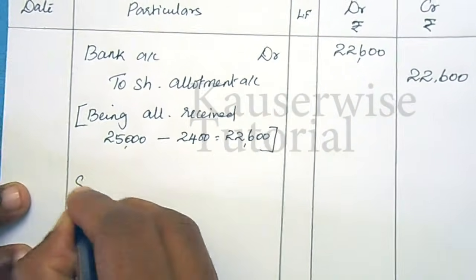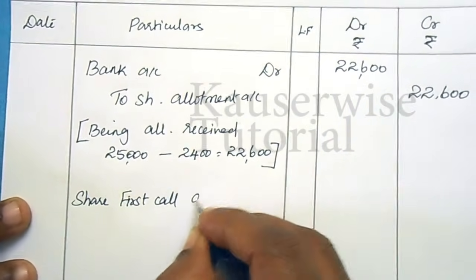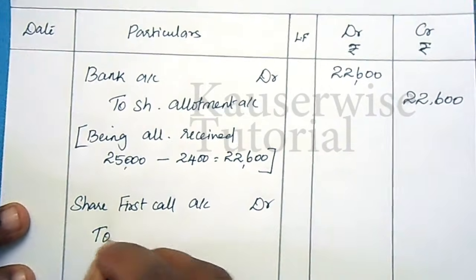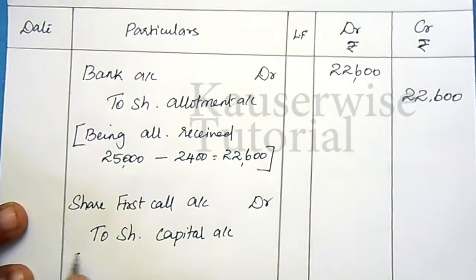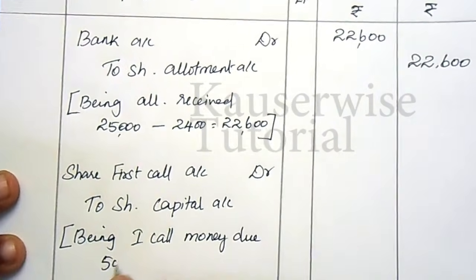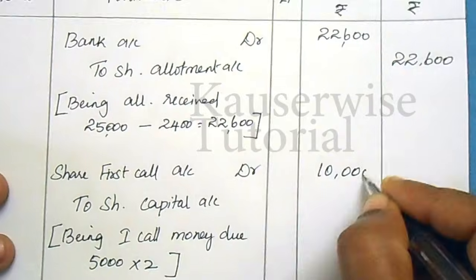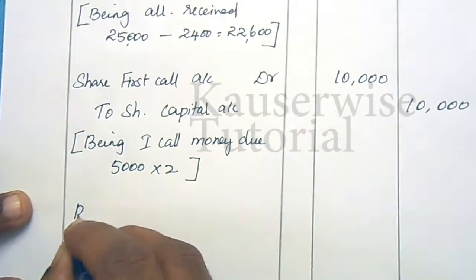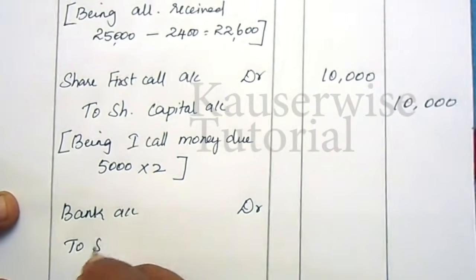Entry for the transaction is share first call account debit to share capital. Okay, being first call money due. 5,000 shares into 2 rupees per share, 10,000. Next, first call money received. Entry is bank account debit to share first call.